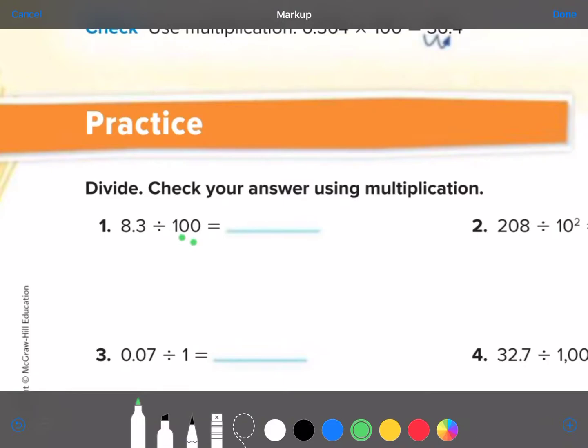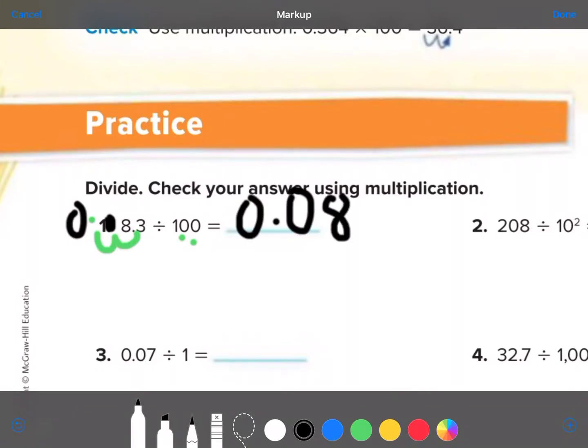So that means that decimal is going left 2 spots. 1, 2 spots. So that our answer, we're going to have a placeholder 0 here and a placeholder 0 here. Our answer is going to be 0.083.